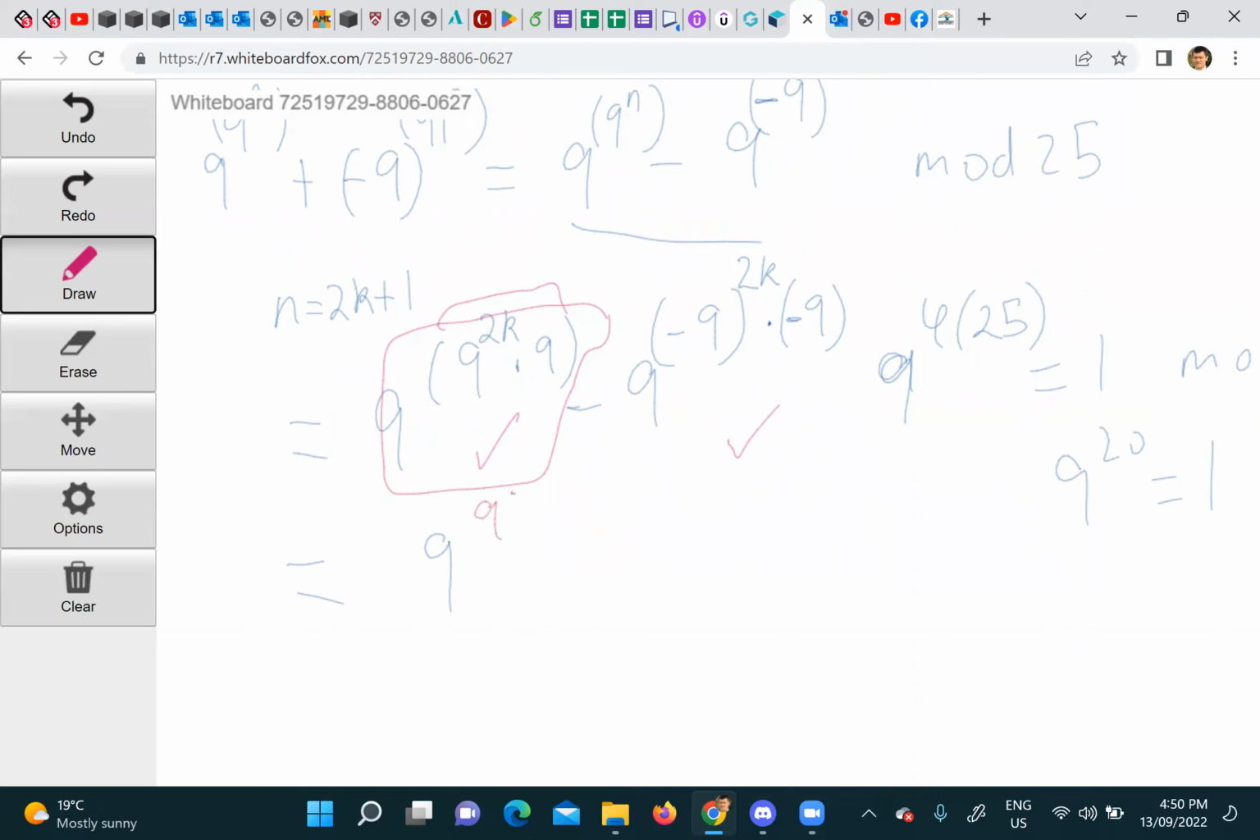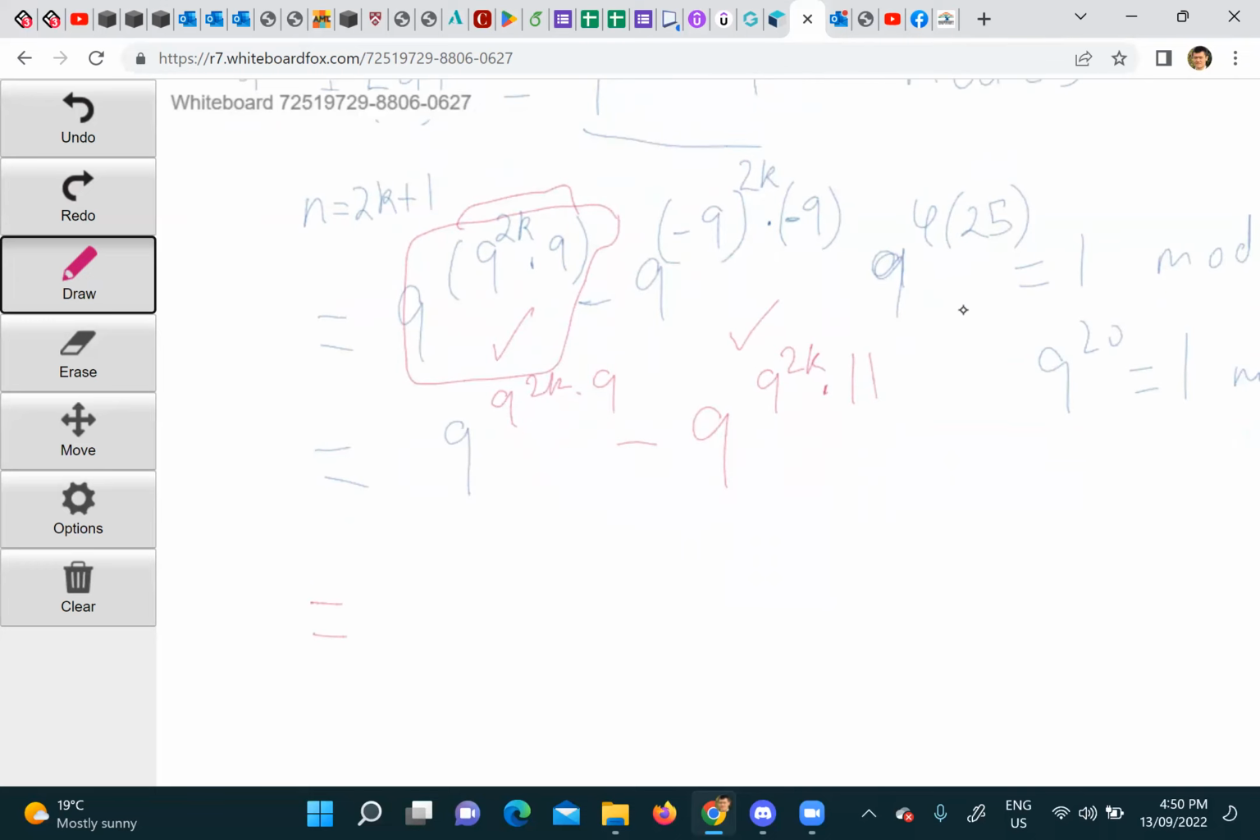Okay, so this is 9 to the power of 2k times 9, right? And this is 9 to the power of 2k times 11. Then this has a common factor of 9 to the power of 2k. So 9 to the power of 2k times 9, and then this is 9 to the power of 2k times 2, yeah? Does that make sense?